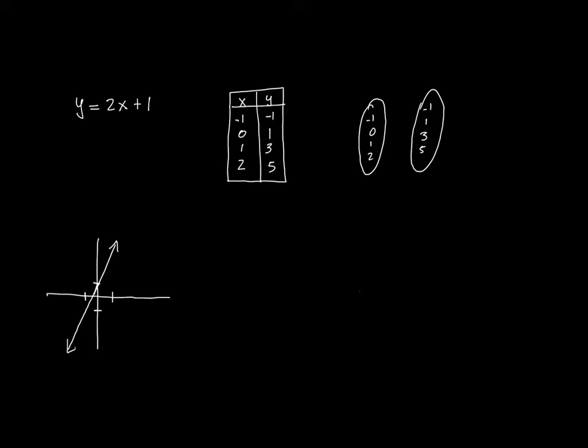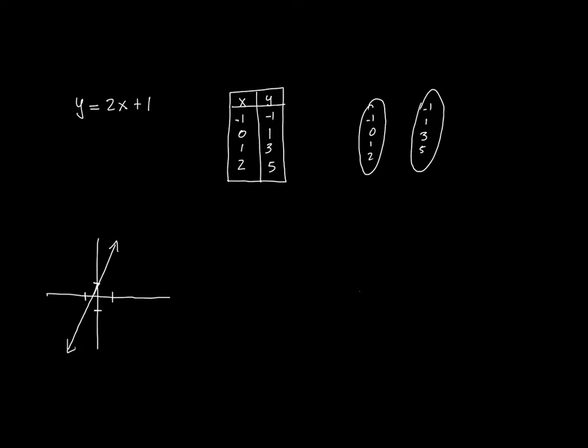Now, we also have a table where you have an x value that goes straight into a y value. So we have -1 that gives you -1, 0 gives you 1, 1 gives you 3, 2 gives you 5. So there's only one input that goes to one output. If you have an input that goes to two different numbers, that will not be a function.